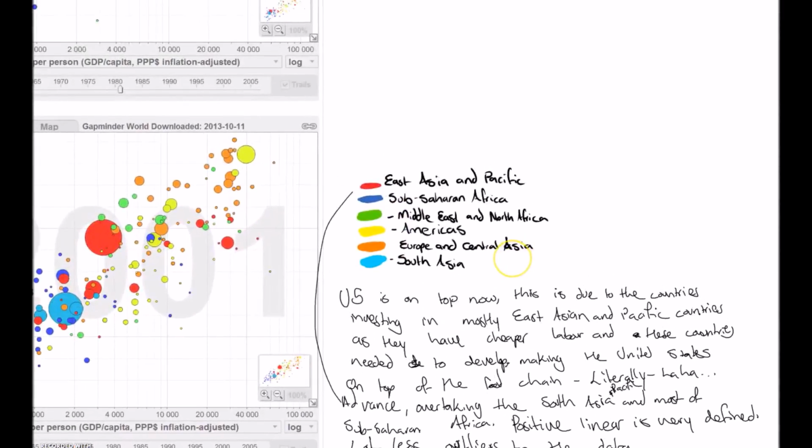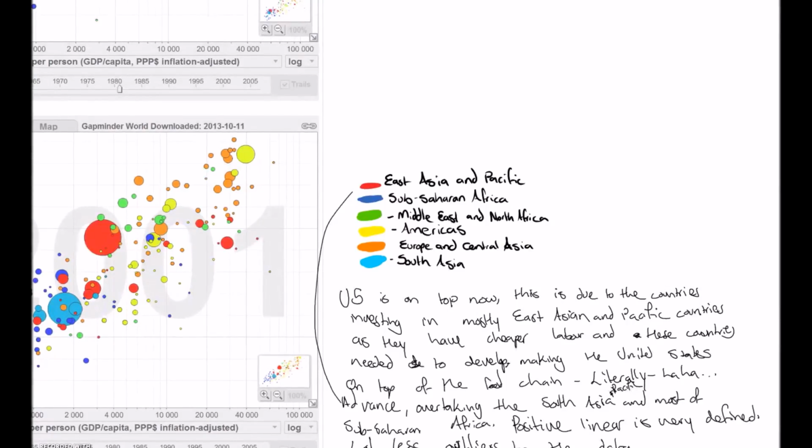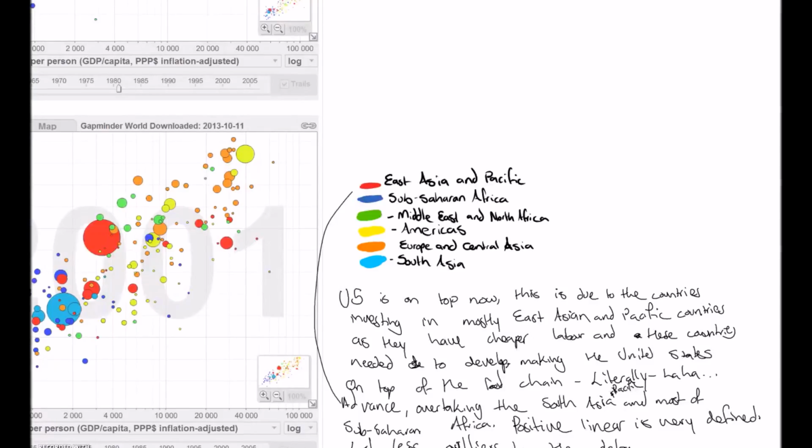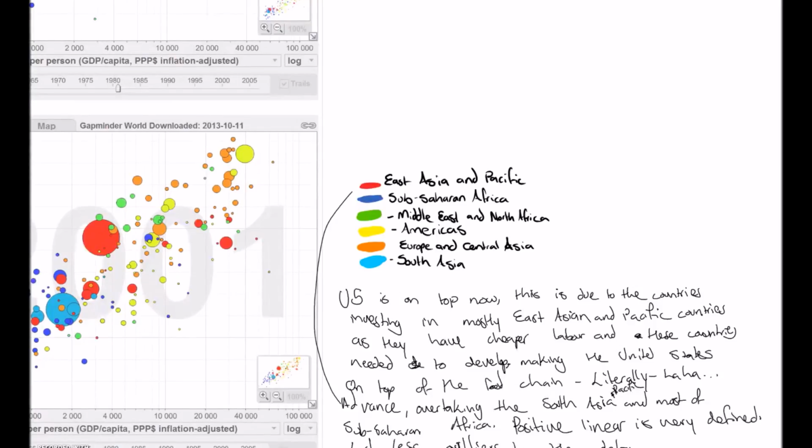So the US is on top now, and this is due to the country investing in mostly East Asian and Pacific countries that needed to develop faster. The investment of the US in these countries makes them advance quicker, and the US invests in these countries because there is cheaper labor since the country needs development.